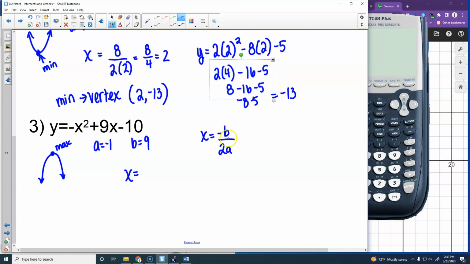Okay, the formula is the opposite of b over 2a. What's my B? Good. So we'll have negative 9 over 2 times, what's my A value, Caitlin? Negative 1. So we put that here: negative 9 over negative 2. And that is going to give me 4.5.